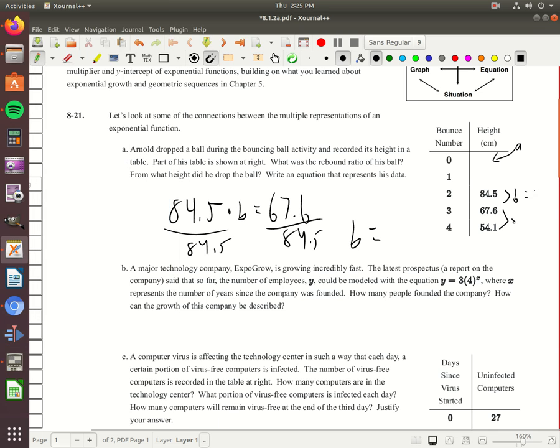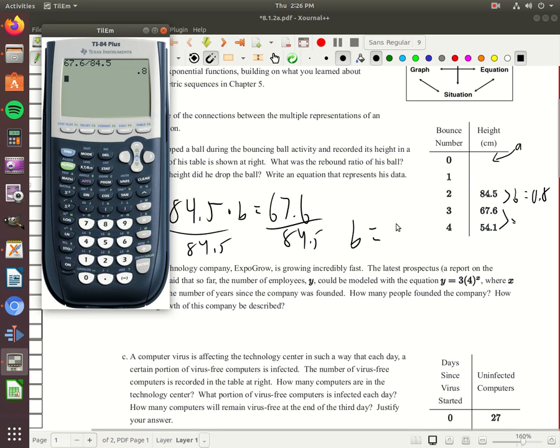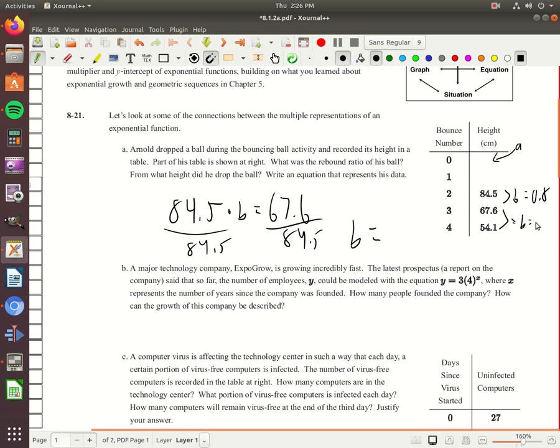So I know that I'm just going to multiply by 0.8. And if I want to make sure that that's true, I'll multiply 67.6 by 0.8 just to verify that I do indeed get 54.1, which I do. You can see it rounds to 54.1. So I have my b of 0.8 here.